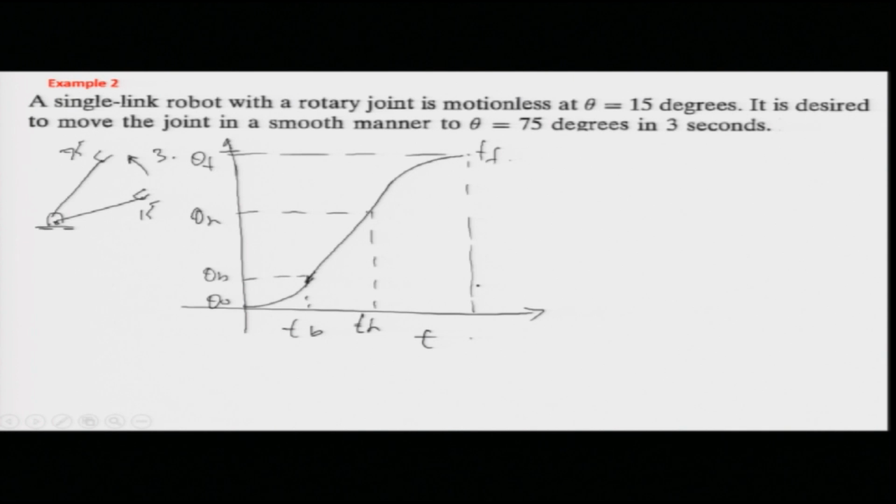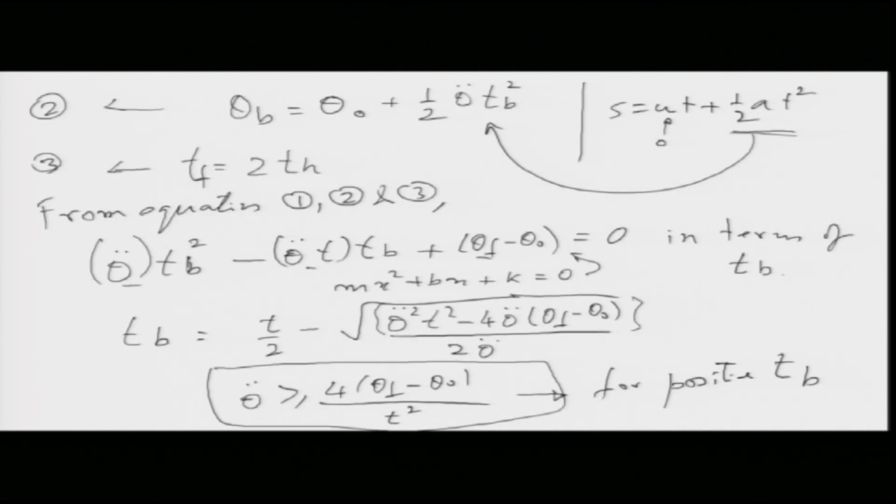In the problem it is all given. So, theta naught is equal to 15, theta f is equal to 75, Tf is equal to 3. Okay. So, what we have to find is Tb. And how do you find Tb? I have to come back here and choose a motor acceleration. And for different motor accelerations, obviously Tb is going to change.